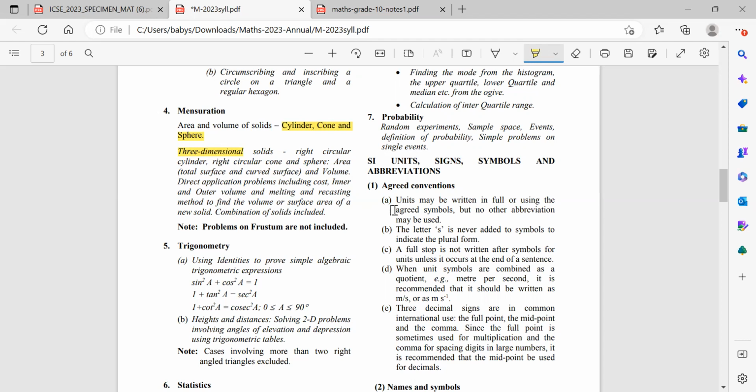And you also have combination of solids, where you combine the solids and then find the combined total surface area. That is when you have, let's say, a cone mounted on a hemisphere and so on. We'll just see all these one by one. Let's start off with the cylinder.